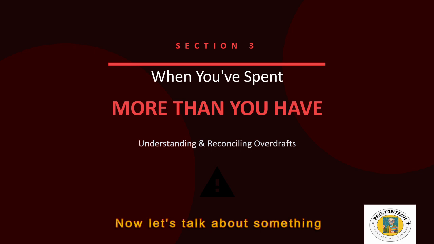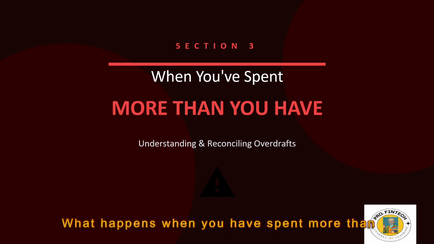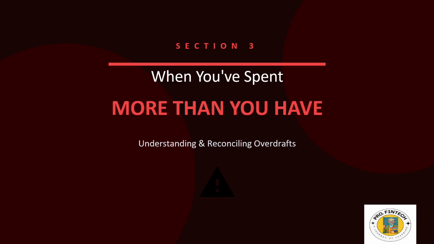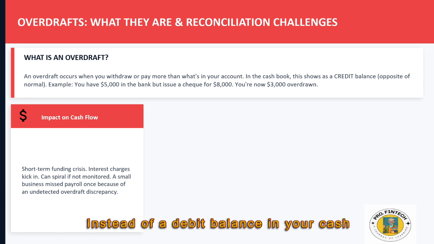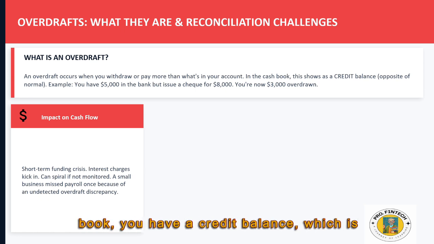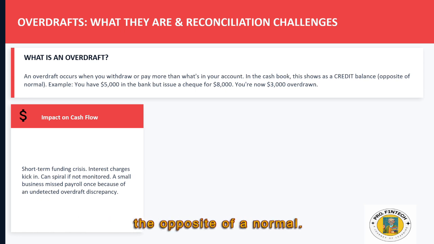Now let's talk about something a bit more uncomfortable. What happens when you have spent more than you have? Enter overdraft. Overdraft is when your withdrawals exceed your available balance. In accounting terms, instead of a debit balance in your cash book, you have a credit balance, which is the opposite of normal.